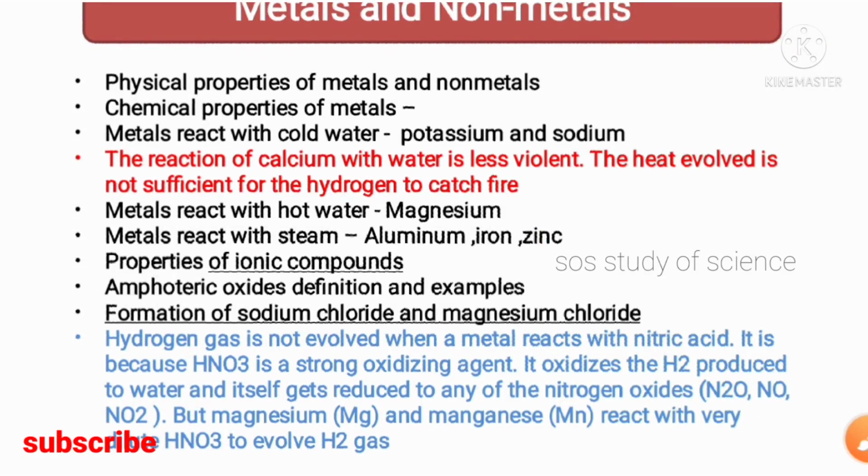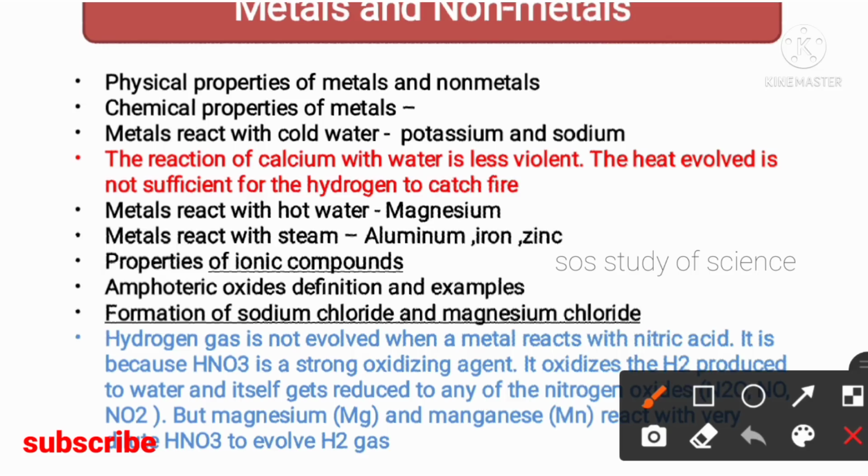For 3 marks, they may ask for the properties of ionic compounds, or they can ask the formation of sodium chloride and magnesium chloride. So definitely you can expect this concept, properties of ionic compounds or formation of sodium chloride and magnesium chloride. It is given in the textbook and I also have explained this concept. So without fail you have to learn this concept, because 3 marks you can easily gain from this lesson.